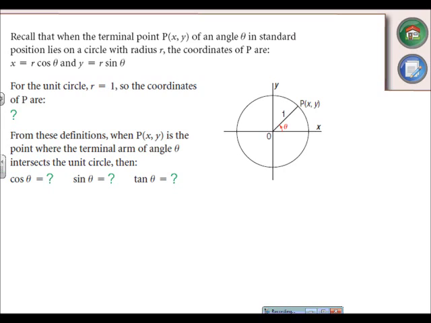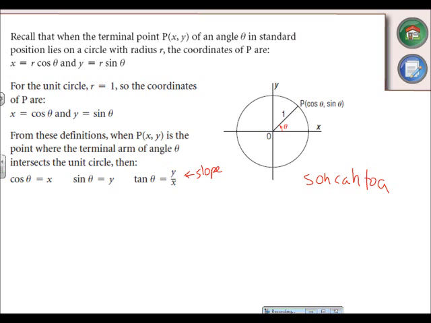your cosine is really x over r, so that your cosine in the unit circle becomes the x-coordinate. Cosine is the x-coordinate, sine is the y-coordinate. And your tan is y over x, or the rise over run, the slope. Tan, the tangent, is the slope of the line on the unit circle. Cosine, sine, tangent. And just to remind you, if you need to, SOHCAHTOA.